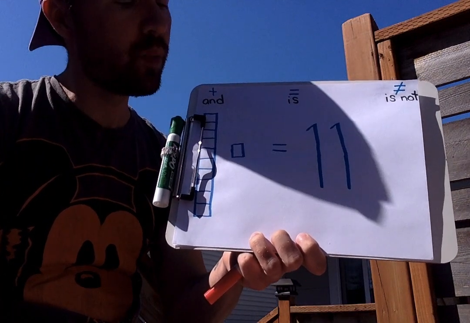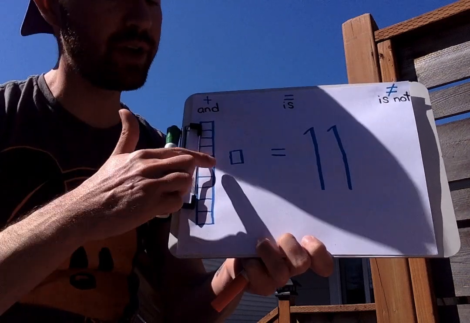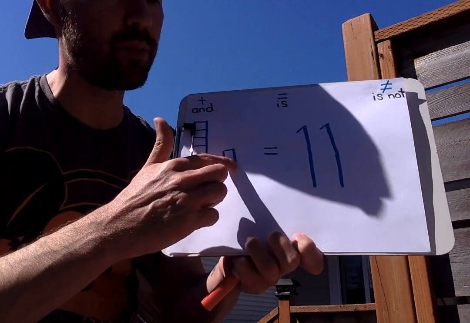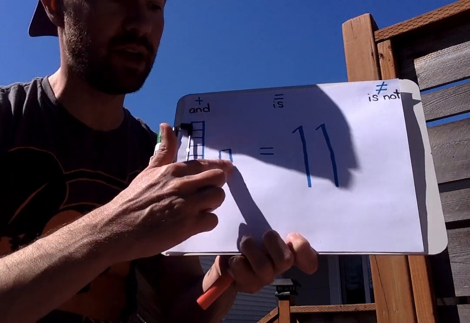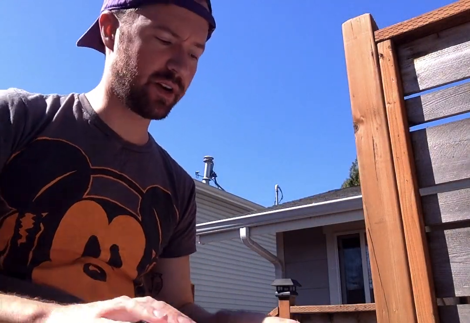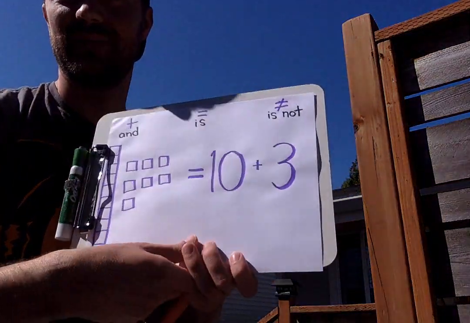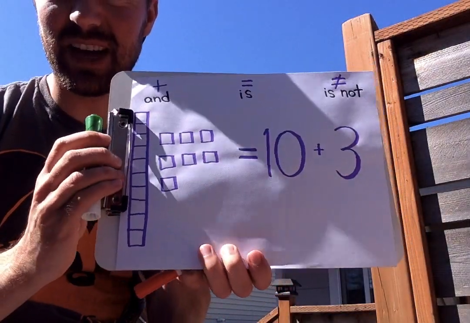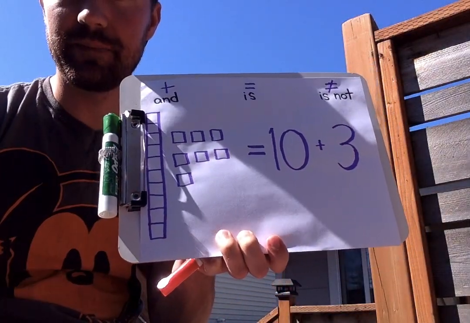Great. We know this equation is true. And we know that because a 10 stick and 1 more is the same as 11. 10, 11. It's the same thing. So here's our last one, friends. Take a second to look at it, and then we're going to read the equation together.